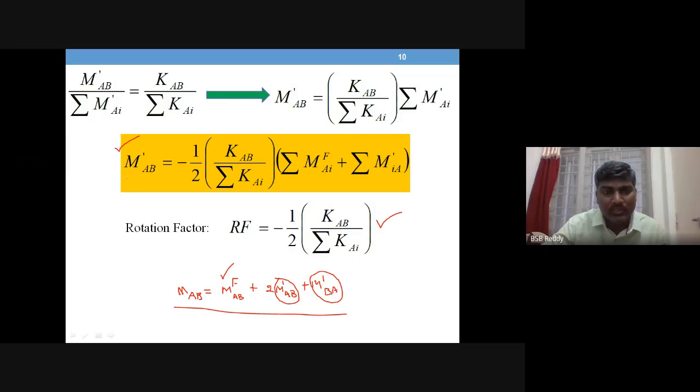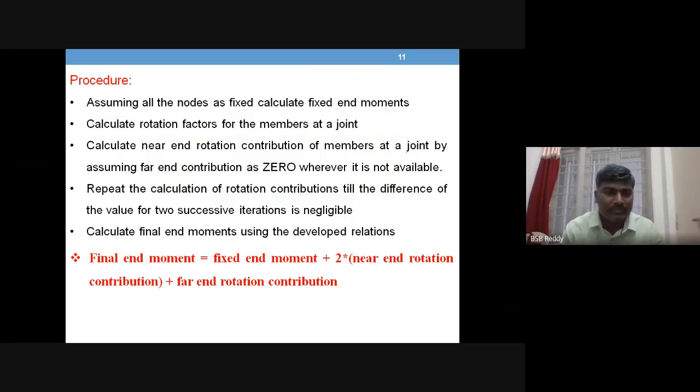Rotation contribution of near end A in a member AB is equal to rotation factor multiplied by the sum of all fixed end moments of that particular end, and also far end rotation contributions from all far ends. Today in this session we will talk about the step by step procedure to solve for final end moments in a structure using Kani's method.